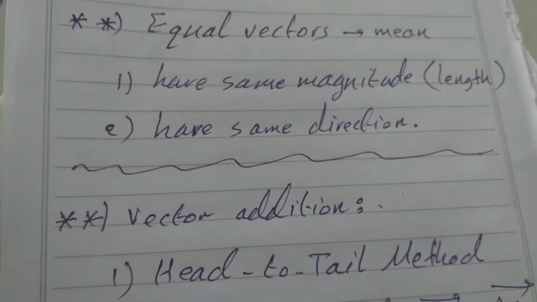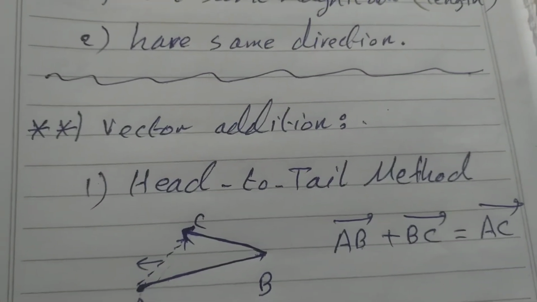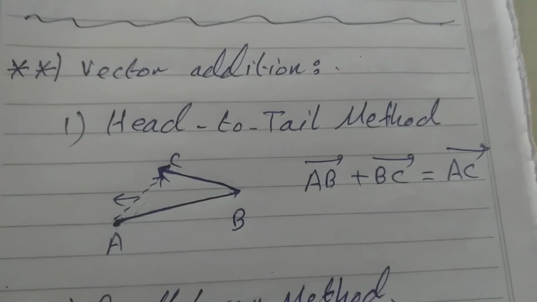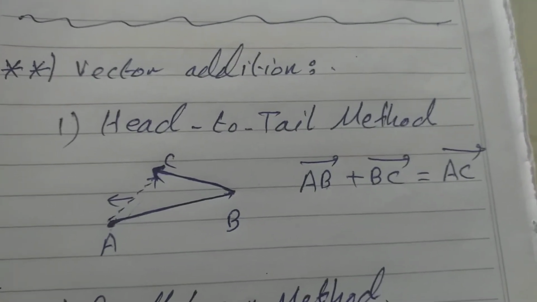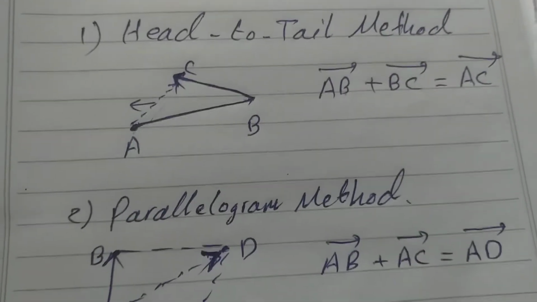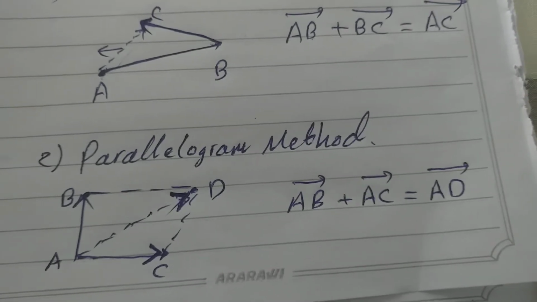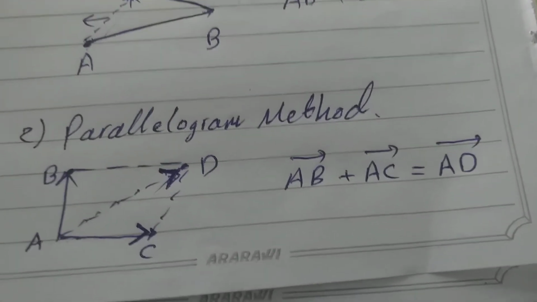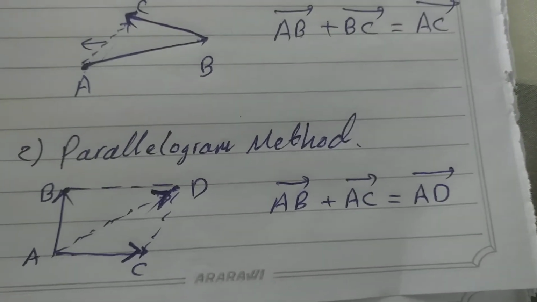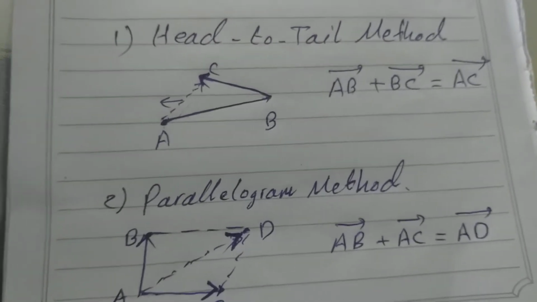Vector addition. I have the head to tail method, as you see in the figure. Vector AB plus vector BC equals the resultant vector, which is AC. Then I have the parallelogram method. I have two vectors issued from the same initial point, which is A, according to the figure. So the vector AB plus the vector AC equals the vector what? AD, as you see in the figure.